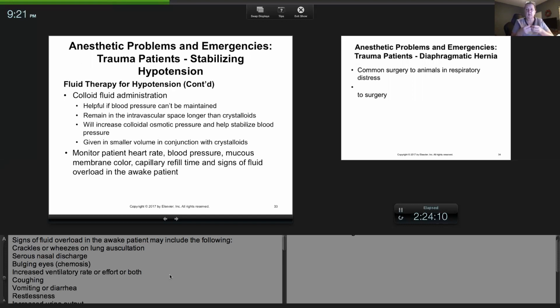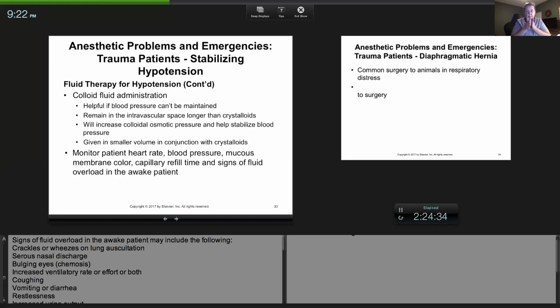But what you're trying to do, if you cannot maintain blood pressure with just LRS alone, is Vetastarch is going to hold on to that Plasma-Lyte or that LRS, and it's going to keep it in the blood vessel. The longer fluid is in the blood vessel, it doesn't fill up the tissues, and it helps increase blood pressure.